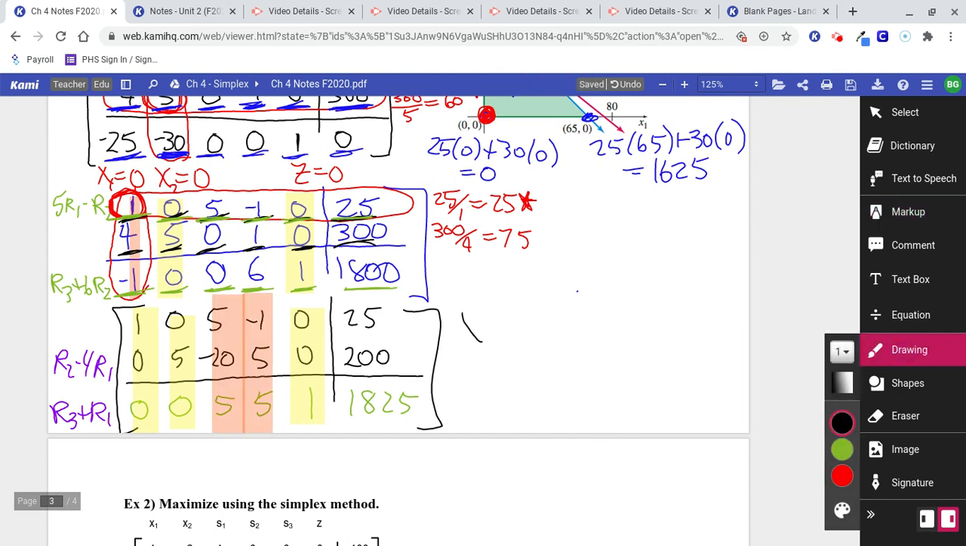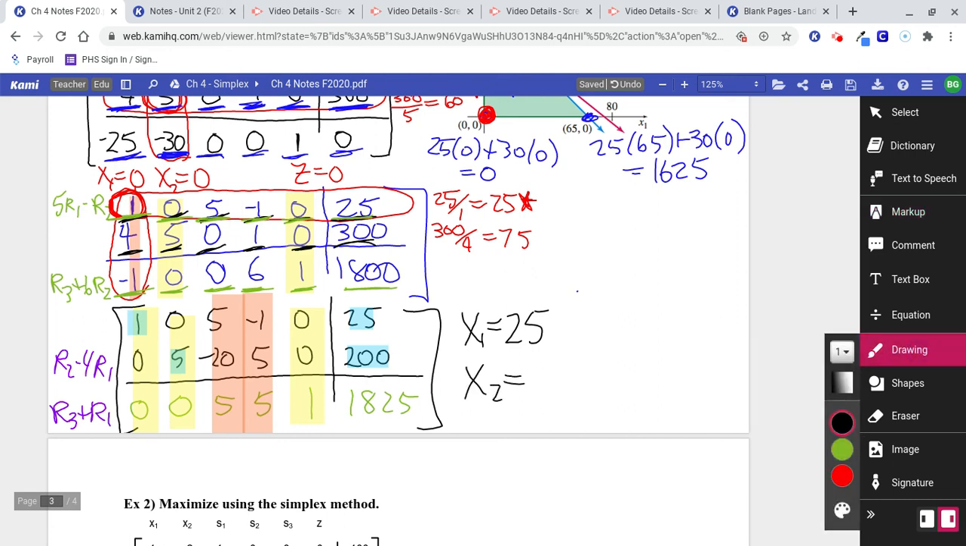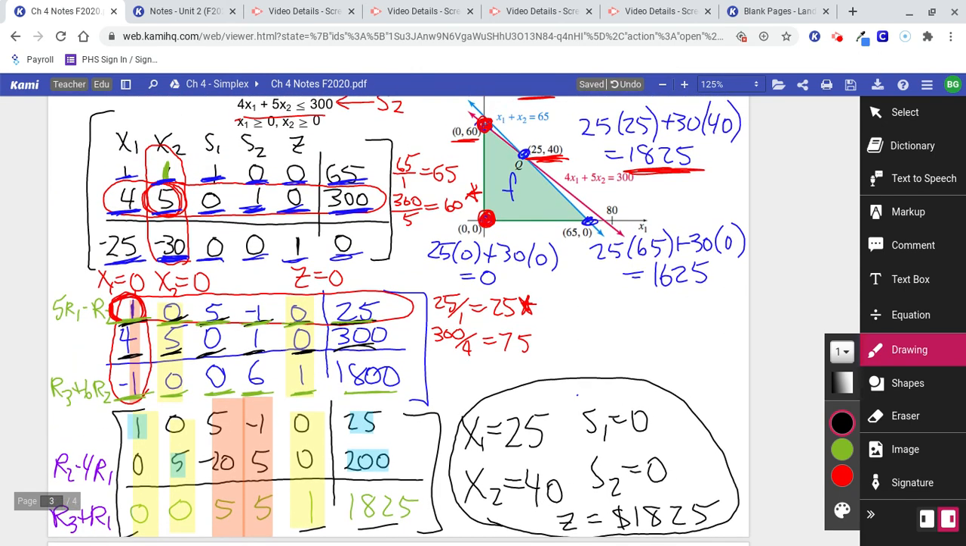So what are those values? Well, x1 is 25. Remember how to find that, okay? You look at this number and it forces you to look at this number. For x2, you have to look at this number, which forces you to look at this number. And so for x2, 200 divided by 5 is 40, okay? Your slack variables are both non-basic. They're going to be 0. And then your z value, you're looking at this number, which makes you look at this number, 1825. Okay, if that looks familiar to you, it should, because that's exactly what the answer was when we looked right here.